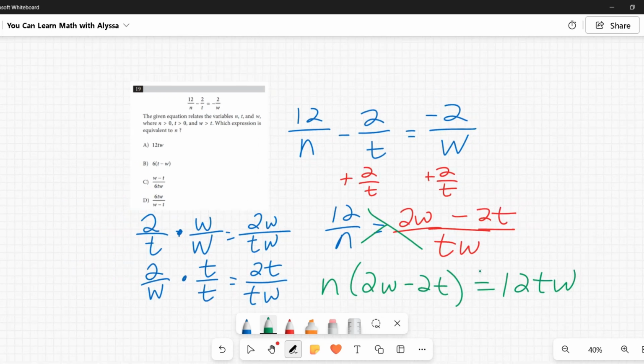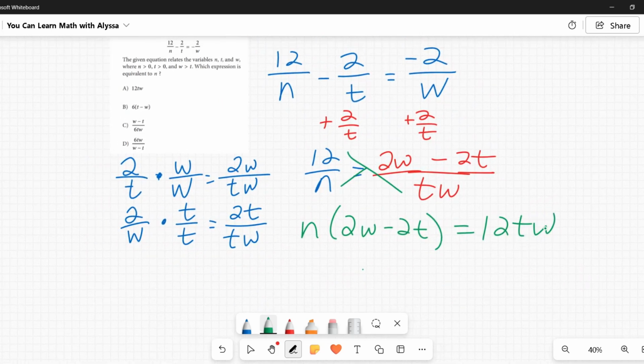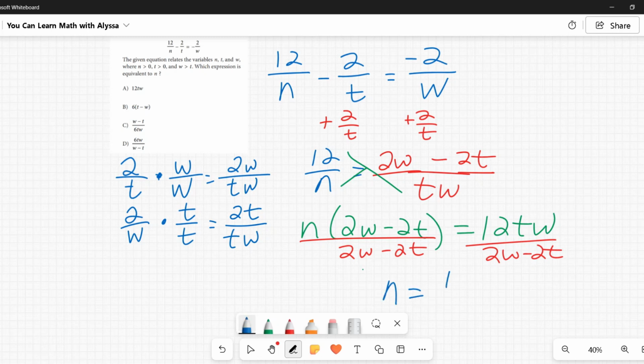Since it is n times this block, this binomial, I'm going to divide both sides by that binomial, 2w minus 2t, and I get n is equal to 12tw over 2w minus 2t. And you'll notice this does not match anything that we have over here. You're like, wait, what have you done? You got it wrong. No, it just needs to be simplified.